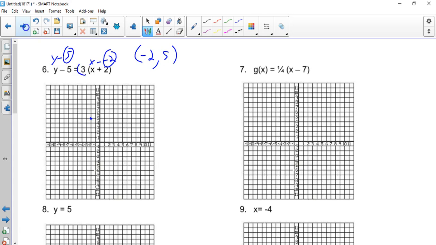And then my slope is right here. Up 3, 1, 2, 3, right 1. Or down 3, left 1. And I can keep going 1, 2, 3, right 1. 1, 2, 3, left 1. And it gives me an idea of where my line is. So that's point slope form.